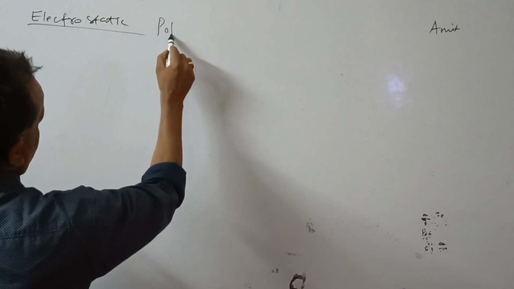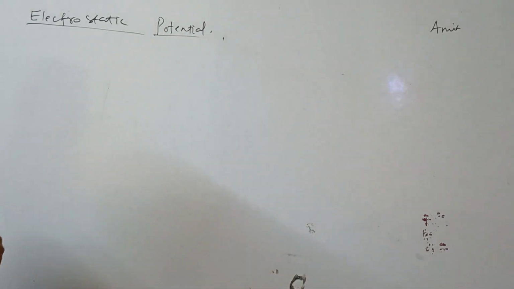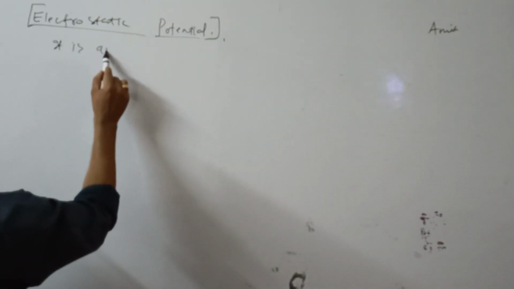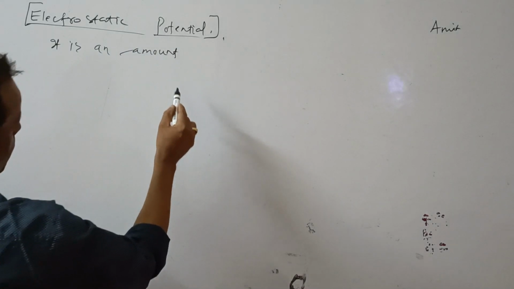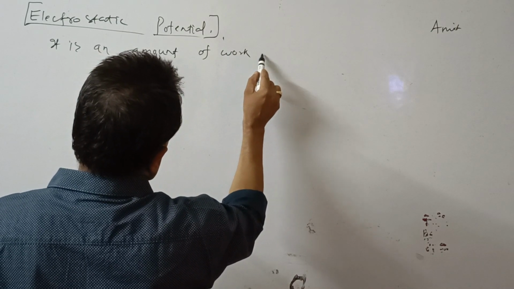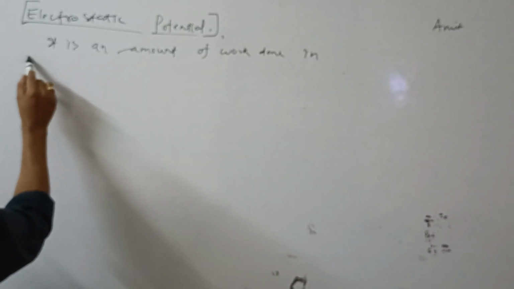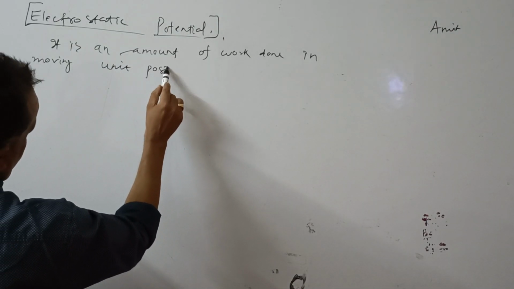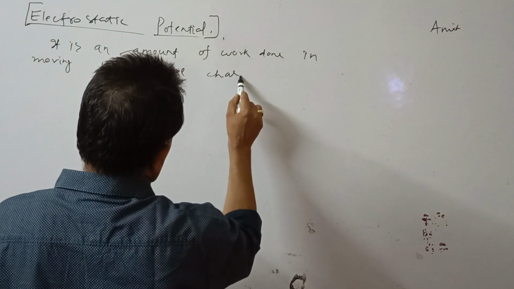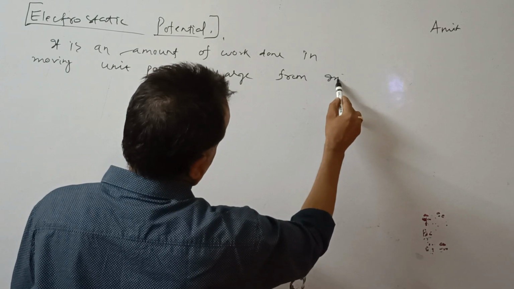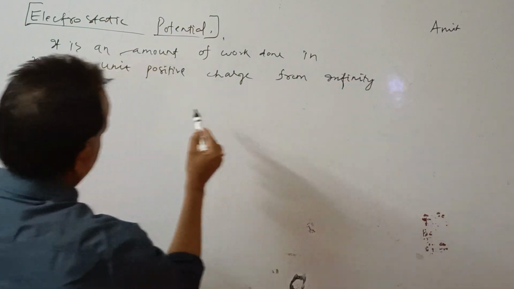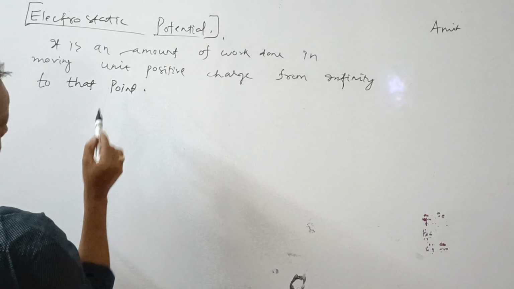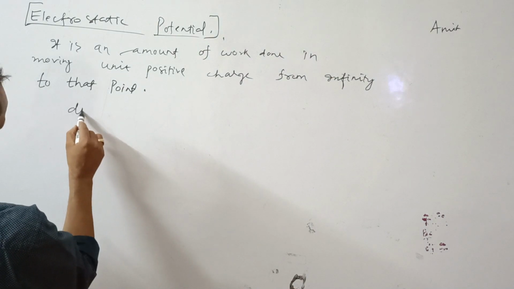Electrostatic potential. What is that? Electrostatic potential means it is an amount of work done in moving unit positive charge from infinity to that point.